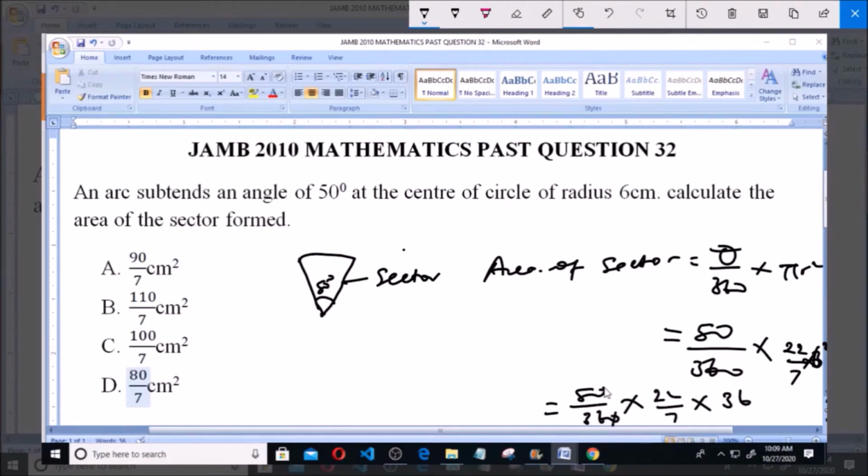Now this 0 cancels this 0 here, so we have 5 left here. 36 can cancel this 36, so we have 5 times 22 over 7. Now 5 times 22 over 7 will give us 110. So this is equal to 110 over 7 centimeter square, which is option B. So this is the area of the sector.